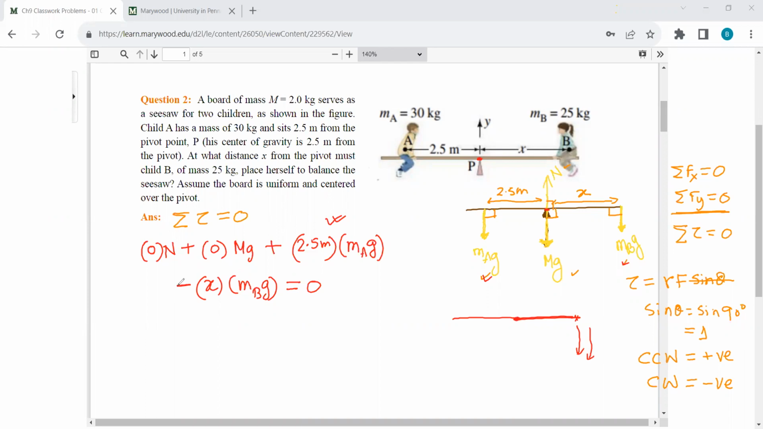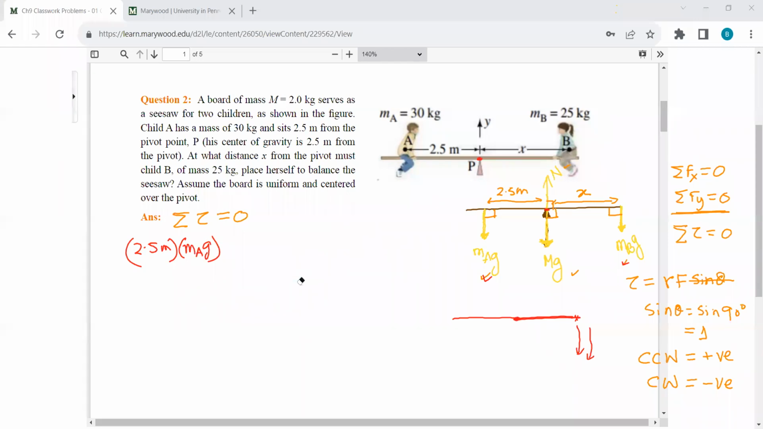All right, now because these two terms are 0, let me erase this and rewrite the equation as something like this: 2.5 meter M_A g minus x M_B g equals 0. Now g is common, so you can cancel it out, and then we solve for x. Let me do it step by step. This is 2.5 meter times M_A, which is 30 kilogram, minus x times 25 kilogram, and that is equal to 0.